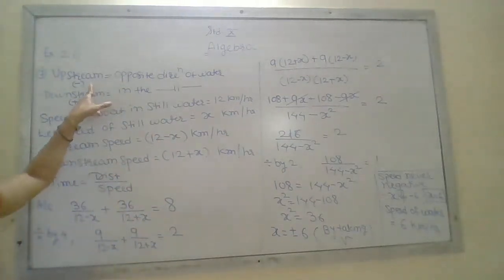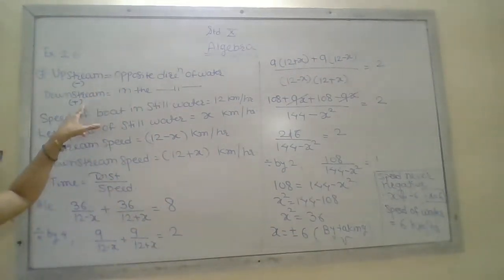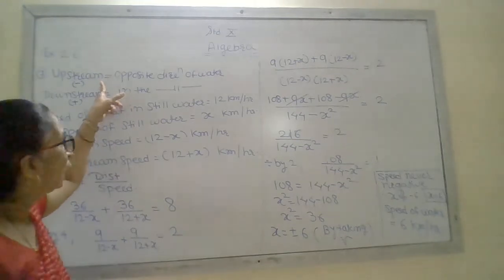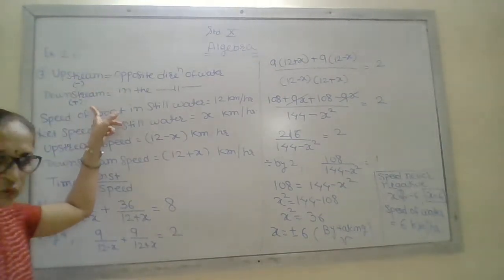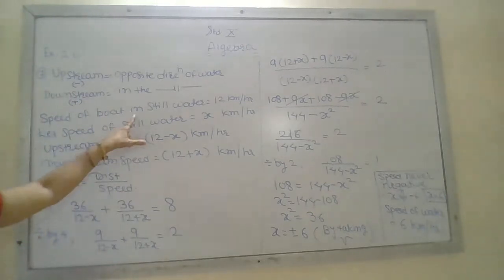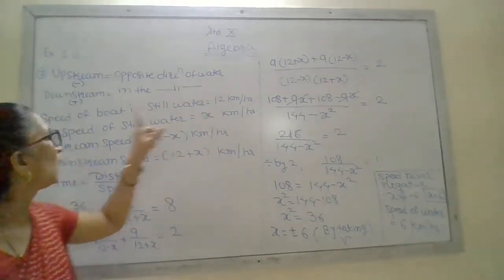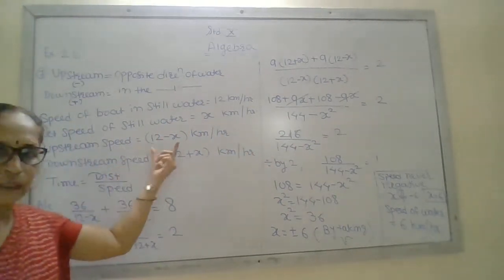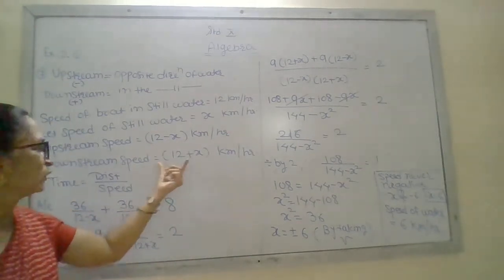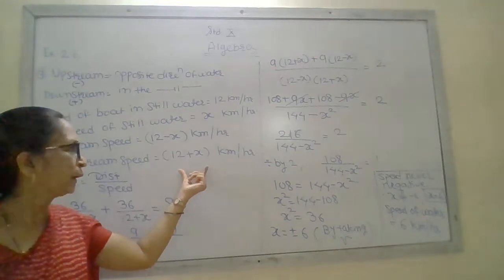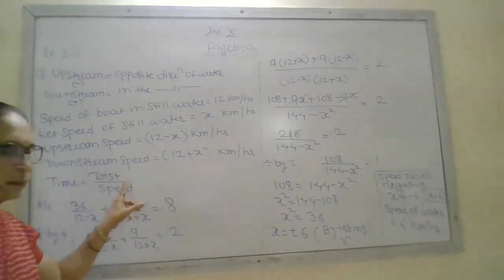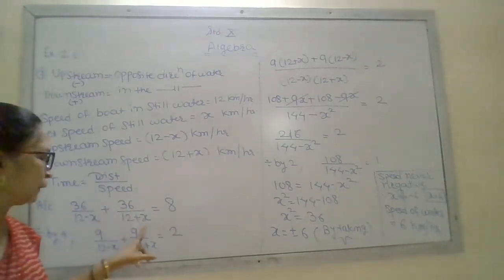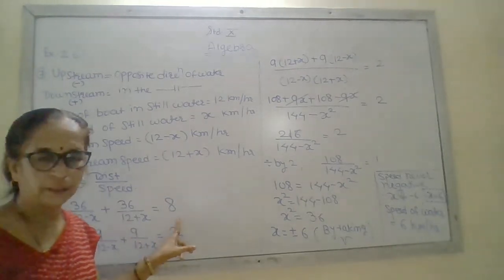See again, upstream means opposite direction of water, downstream means in the direction of water. When you take opposite direction, then subtraction, and when downstream, then addition. Speed of boat in still water, they given to us 12 km per hour. Speed of water we taken here, x km per hour. Then upstream means subtraction, that is 12 minus x km. Downstream means addition, that is 12 plus x km. Time is equal to distance upon speed. Therefore, 36 upon 12 minus x plus 36 upon 12 plus x equal to 8.